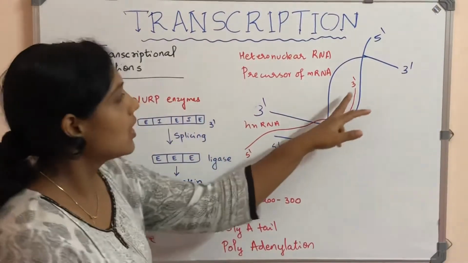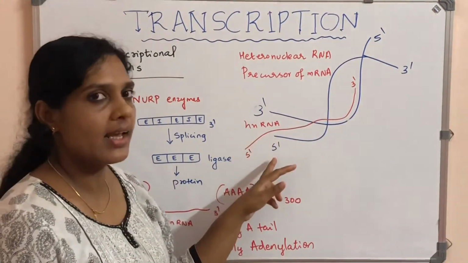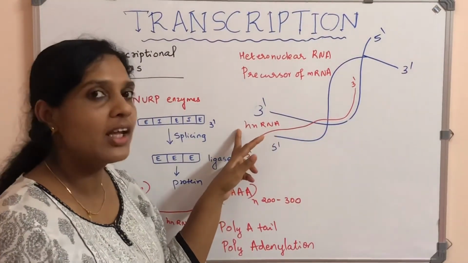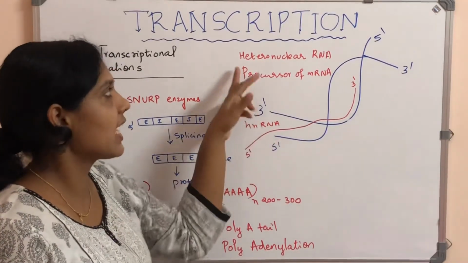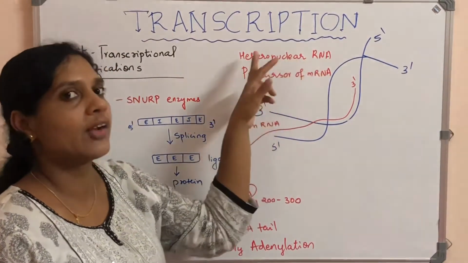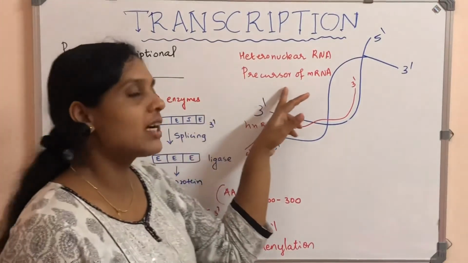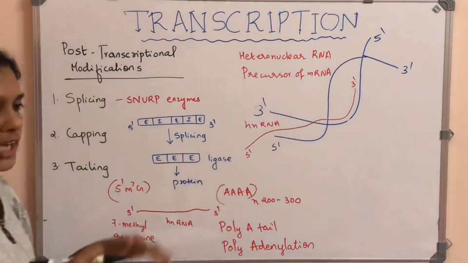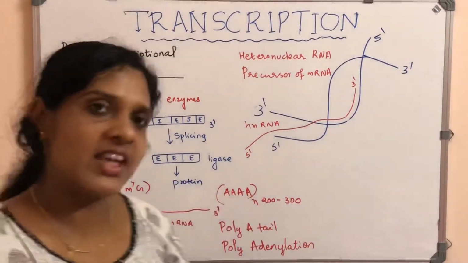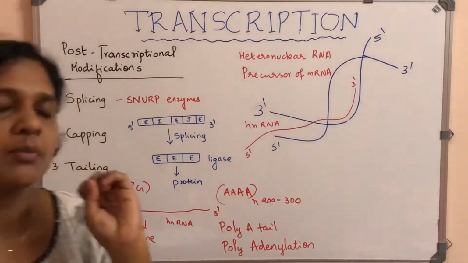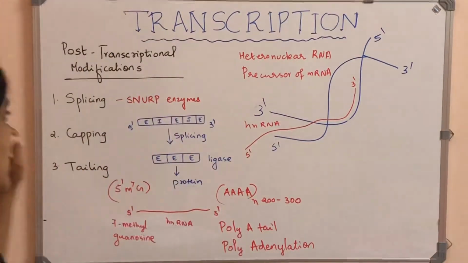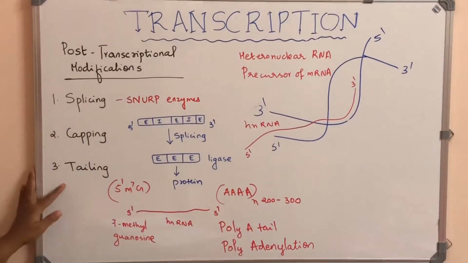We have synthesized an mRNA, but this is not the fully developed mRNA. This is known as hnRNA, heterogeneous nuclear RNA, which is the precursor of mRNA. It has to undergo some modification known as post-transcriptional modification. What are the post-transcriptional modifications? They are splicing, capping and tailing.